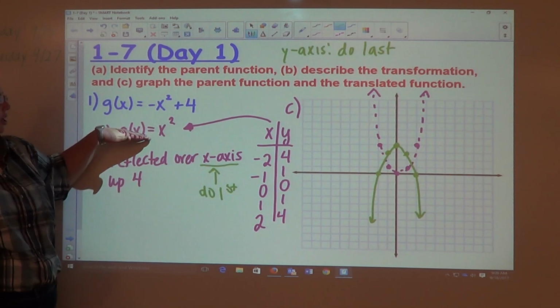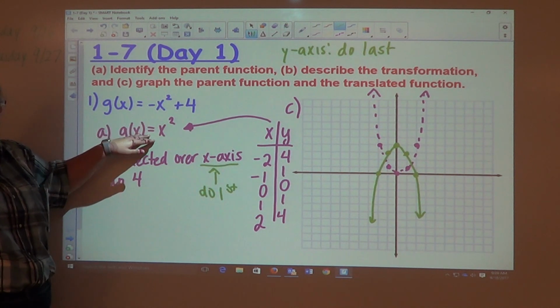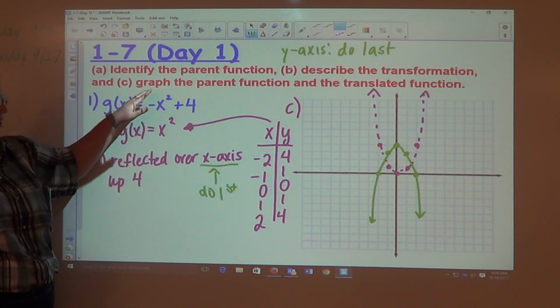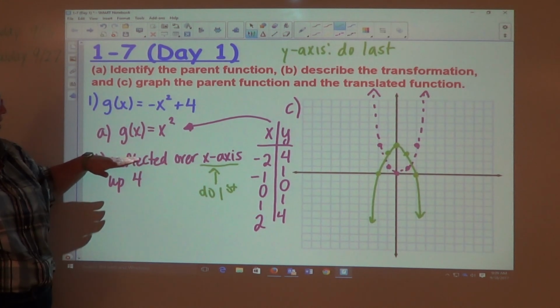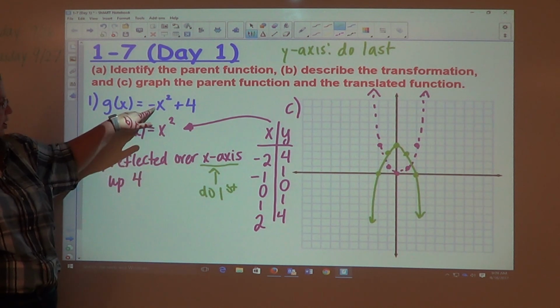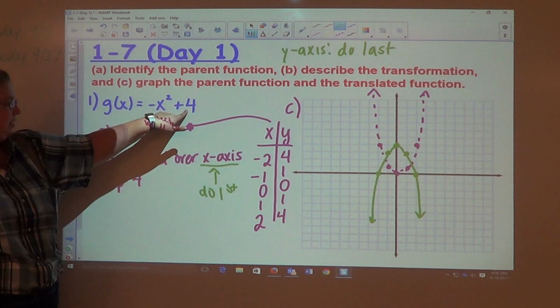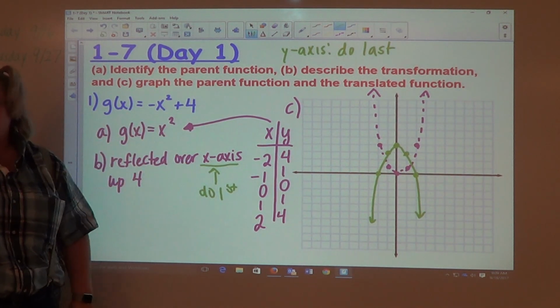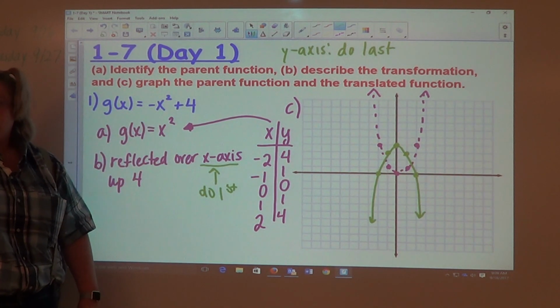Okay, so the first part is we identify the parent function. So that's if I take away all adding, subtracting, negatives. Then we describe what's going on. This is reflected over the x-axis, up 4, and then we graph them both. Pretty good?